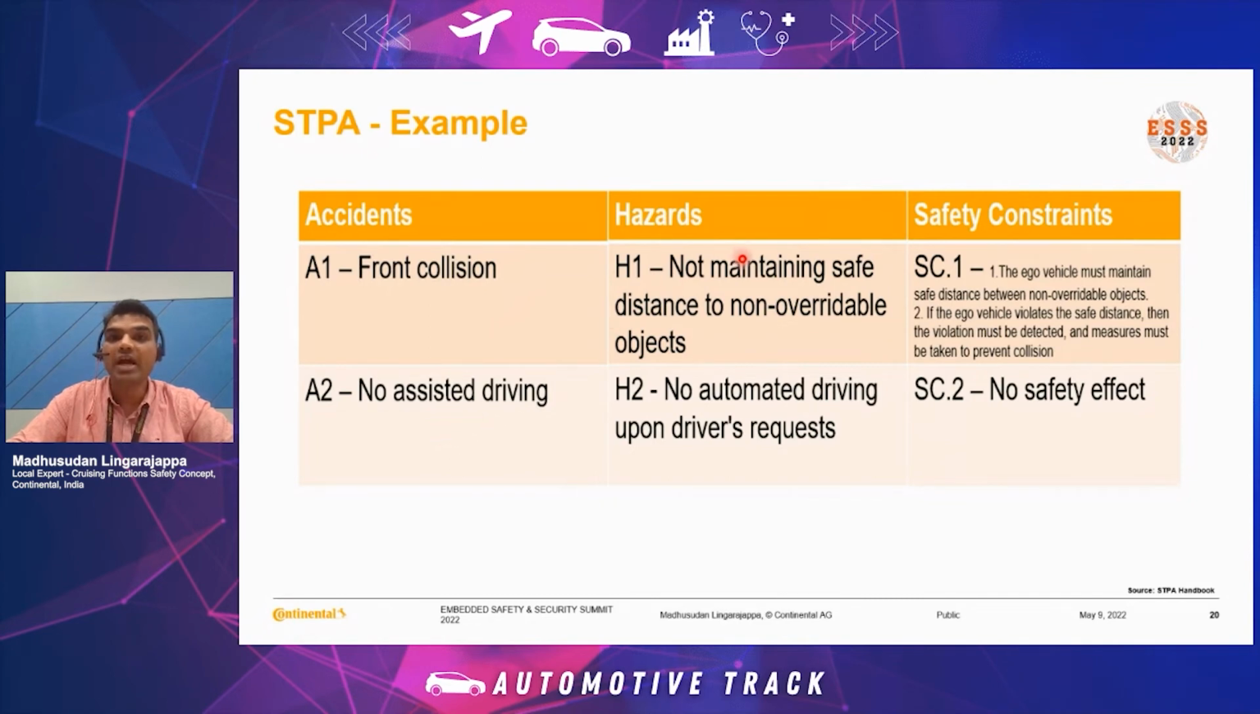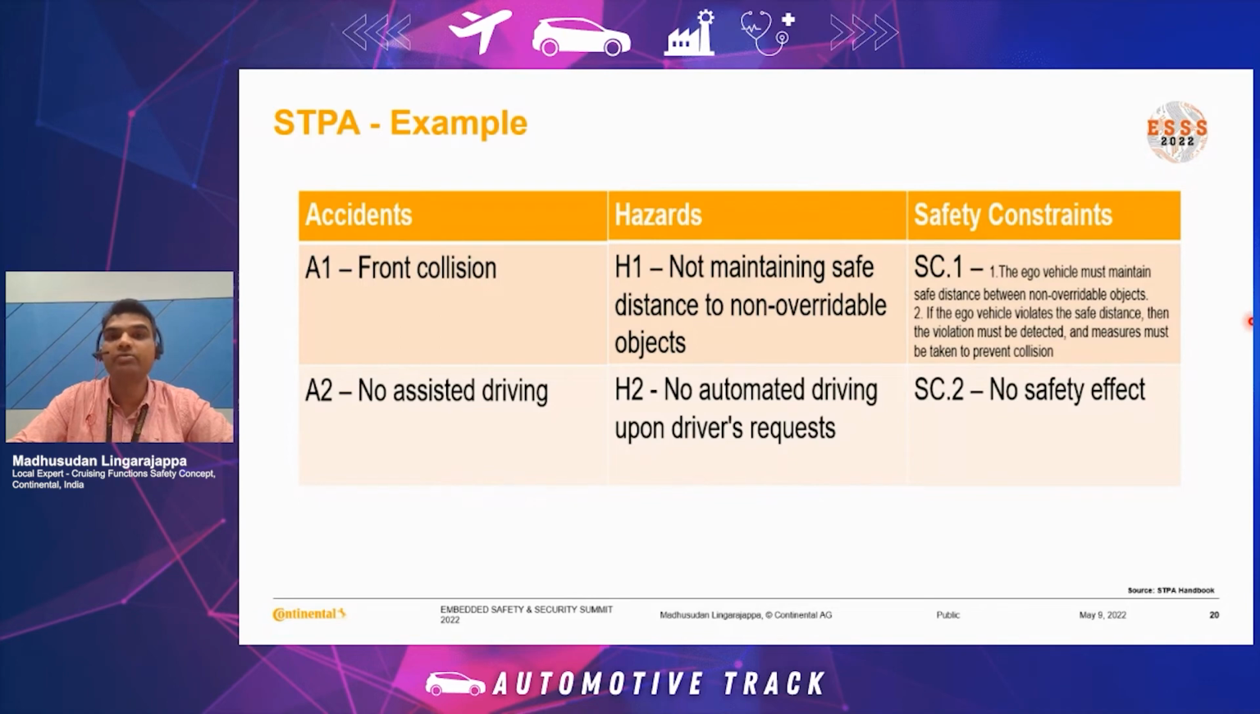Then we have to start identifying the hazards. Hazard 1 reads as not maintaining a safe distance to non-overridable objects. This hazard will lead to accident 1, front collision. Then hazard 2 reads as no automated driving upon driver's request. This will lead to accident 2, no assisted driving.